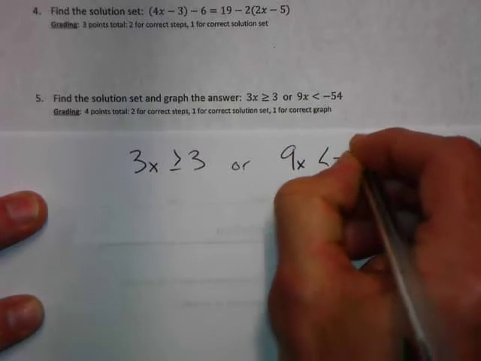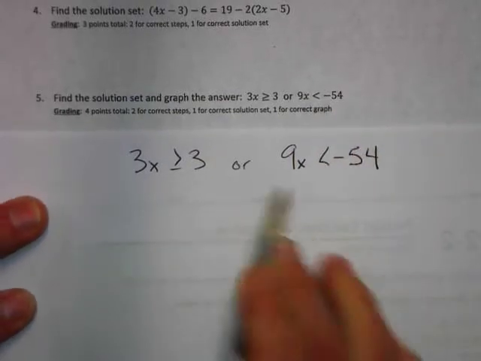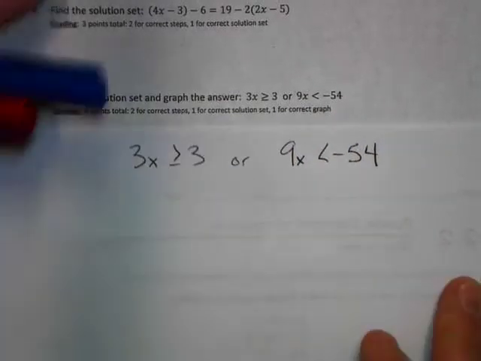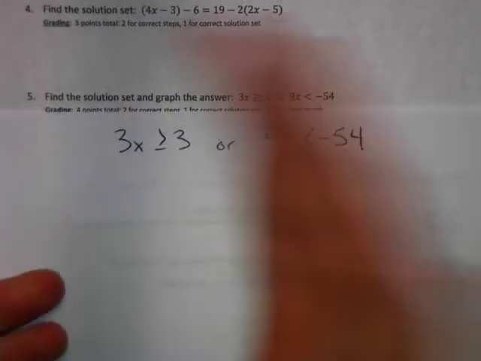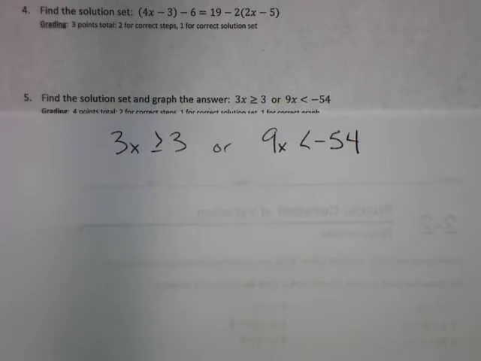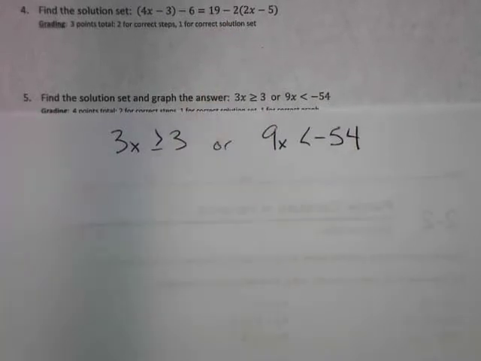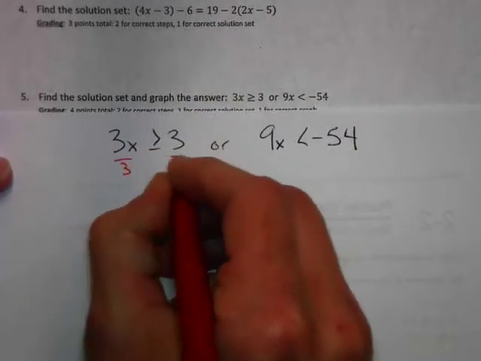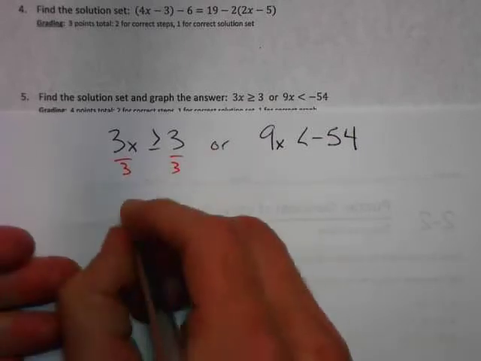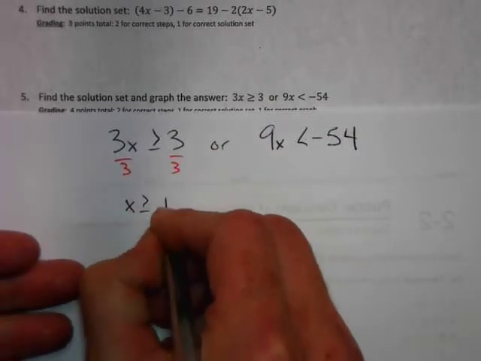So number 5, we have a compound inequality that's separated by the word or. I'll talk more about that in a second, but when we have a compound inequality and it's separating our two statements, we can solve each statement individually. So the first thing I'm going to do is solve the statement on the left-hand side. 3x is greater than or equal to 3. So of course, I divide both sides by 3, and I have x is greater than or equal to 1.